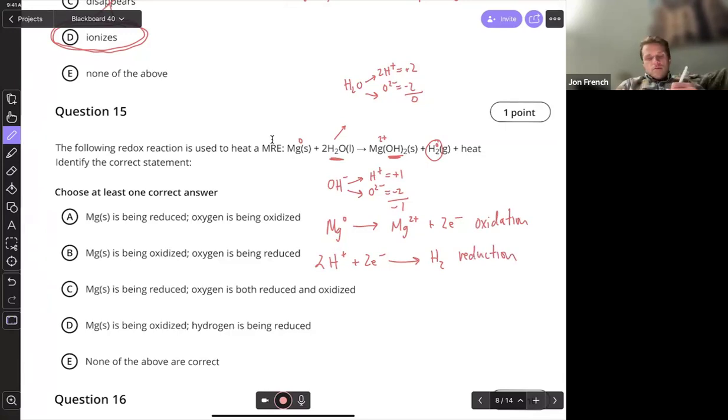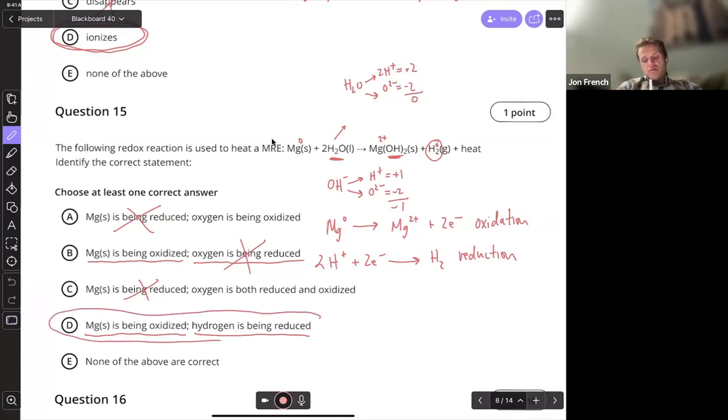All right. So magnesium is not being reduced. I can cancel out those 2. Magnesium is being oxidized. Oxygen is not involved in this reaction, so we can cancel that out. Magnesium is oxidized, and hydrogen is being reduced, right? The charge on oxygen stays the same in this reaction, kind of like the previous reaction we looked at. We could ignore oxygen because it's -2 on both sides of this equation.